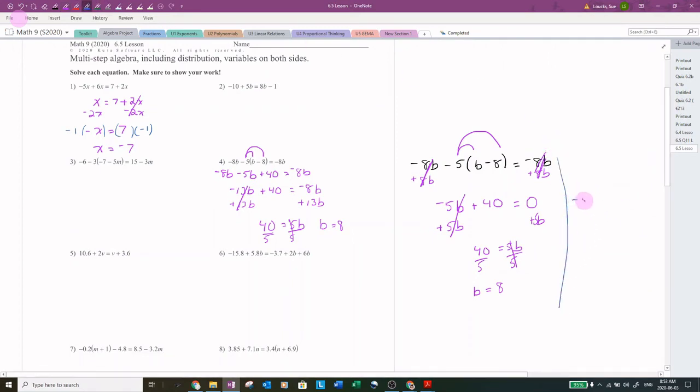All right, and then just for fun, if I go back here, let's just continue it from here. I have minus 5b plus 40 equals 0, I could subtract 40 from both sides. Okay, and then I have negative 5b equals negative 40, and now I'm going to divide by negative 5, divide by negative 5, and I still get b equals 8, right? That's the point. No matter how you do it, as long as what you do is legal, you're going to get the right answer.